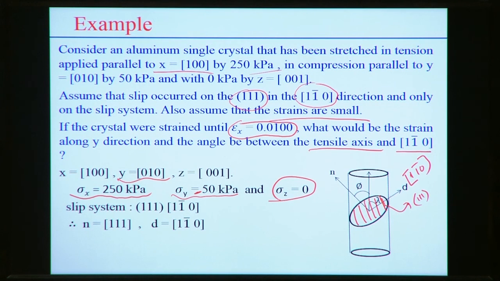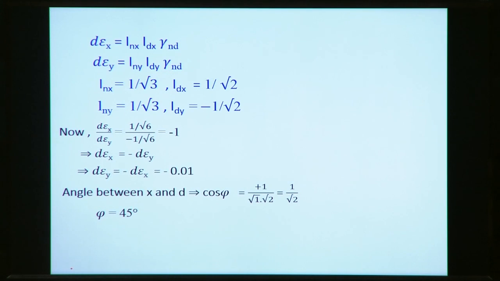First we define this plane, and the normal direction to this plane, n, is basically [111] by index, and d is [1 bar 1 0]. The z axis is also defined, so all the axis systems are defined here, along with the different directions. Now we use the transformation of the axis from one axis to another. We can find that d epsilon x consists of n and d, and d epsilon y, the two direction cosines, and the strain with respect to n and d.